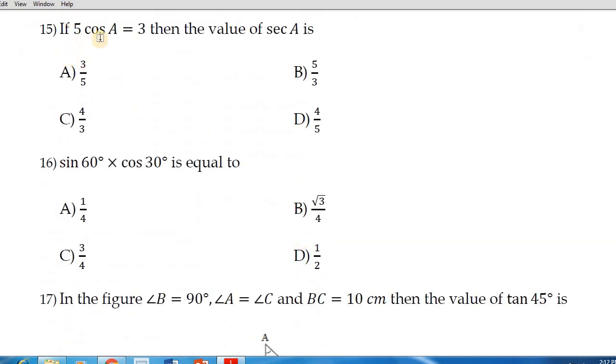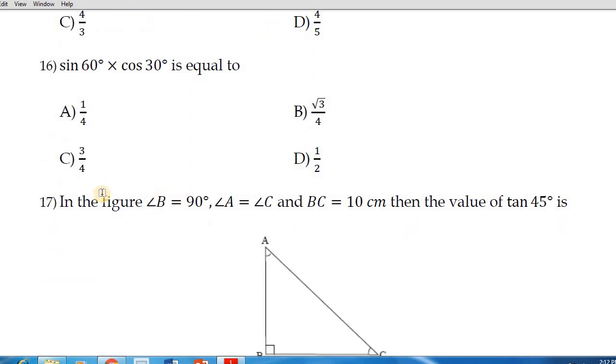Next, the 15th one. If 5 cos A equals 3, then the value of sec A is. Given options are 3 by 5, 5 by 3, 4 by 3, 4 by 5. So first find the cos A value. Transfer this 5 to the right side, so we get cos A equals 3 by 5. One more important thing is that sec is the reciprocal of cos. So the reciprocal of 3 by 5 is 5 by 3. That is option B.